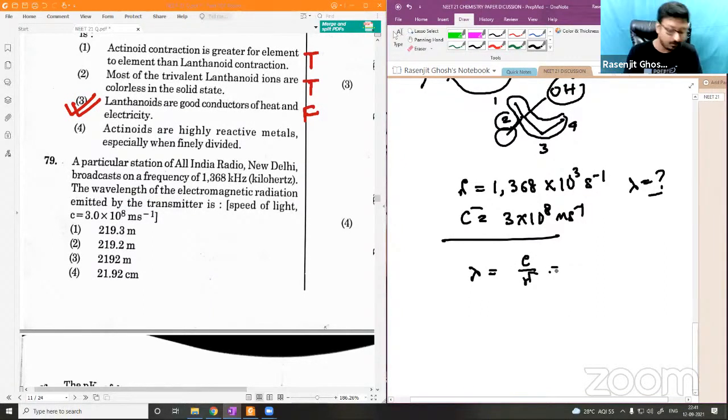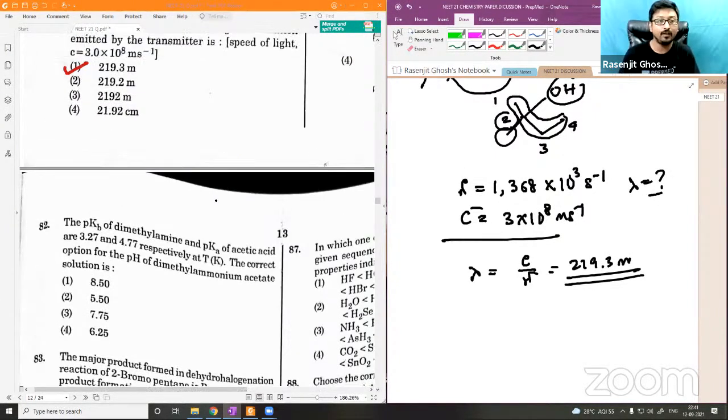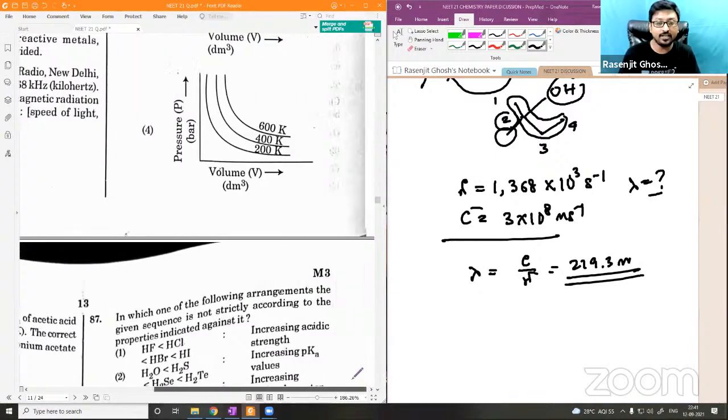If you do this calculation, you will get exactly 219.29, and it will give you 219.3. So don't get confused by the rest of the options. 219.3 meter, right? 219.3 meter. Next, question number 80.